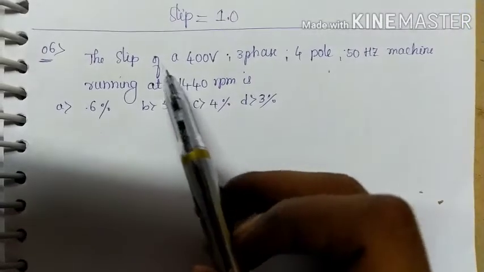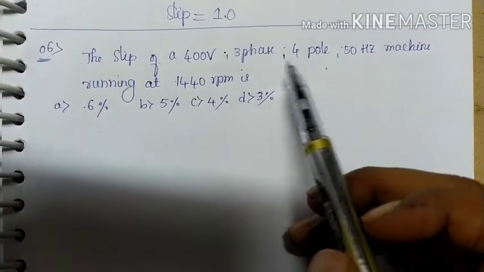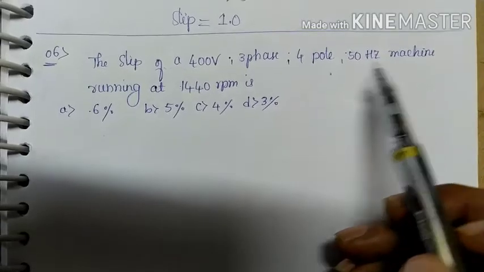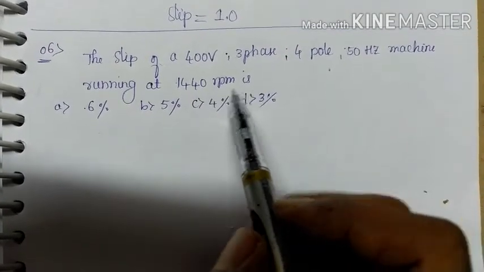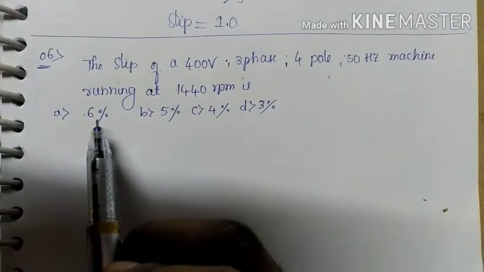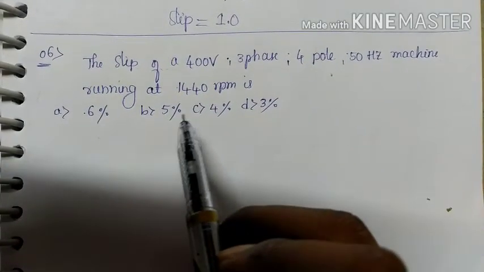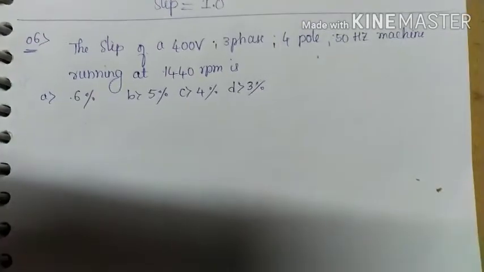Here is the next question. The slip of a 400 volt 3-phase 4-pole 50 Hz machine running at 1440 rpm is dash. They are asking for the slip. The options are A 6%, B 5%, C 4%, and D 3%.